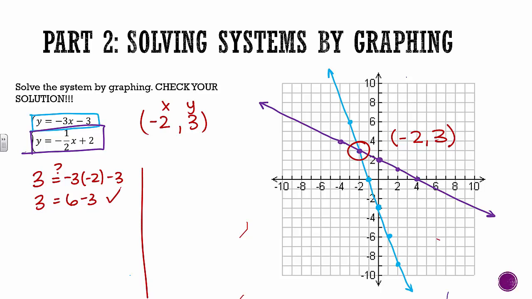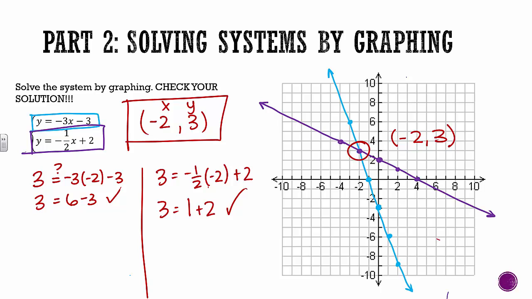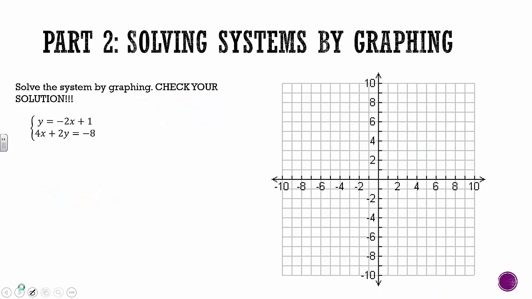So let's plug it into the next one. My y value is 3. Negative 1/2 times negative 2 gives me positive 1. And if I add 2 more, I get 3. So this double checks it. I know my answer is right. I can box it up. I have one solution.